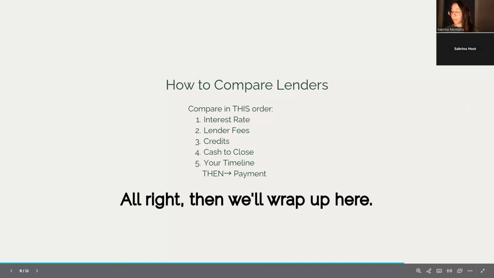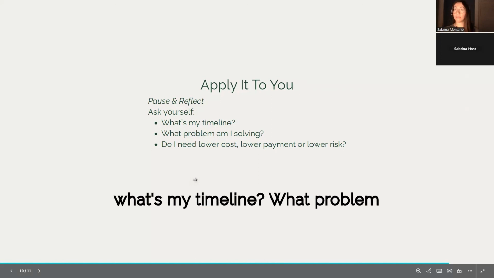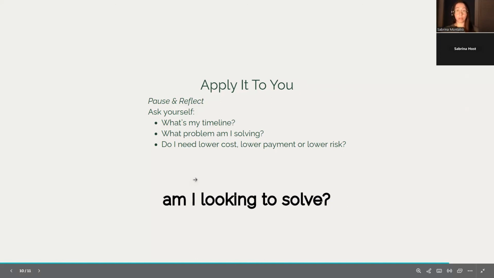All right, we'll wrap up here. Pause and reflect and look at what your timeline really is. What problem am I looking to solve? Do I need a lower cost, a lower payment, or lower risk?